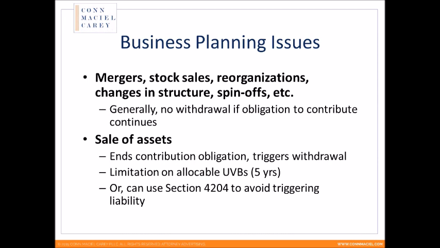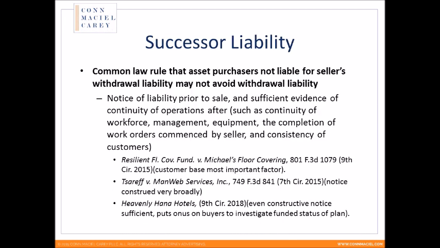And if you're selling, you want to know that that might trigger a withdrawal and what you can do to avoid that. As you see at the bottom of this slide, the sale of assets will end your obligation to contribute. It will trigger a withdrawal. There is a limitation on the allocable unfunded vested benefits, that's that UVB there on the slide. Remember we talked about that earlier, your portion of allocable unfunded vested benefits. There is a limitation on that of 5 years that I'll mention again in another slide or two. And Section 4204, if you comply with that, can avoid triggering withdrawal liability. I'll revisit that in just a couple slides as well.